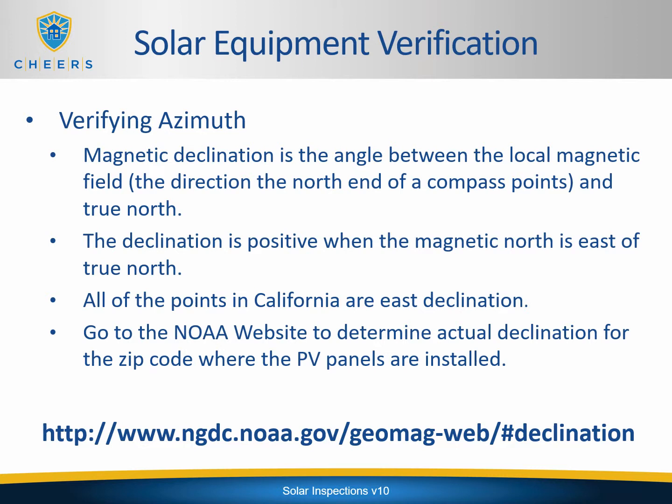Magnetic declination is the angle between the local magnetic field and true north. The declination is positive when the magnetic north is east of true north. All of the points in California are east declination. You'll need to go to the NOAA website at the address below to determine actual declination for the zip code where the PV panels are installed.